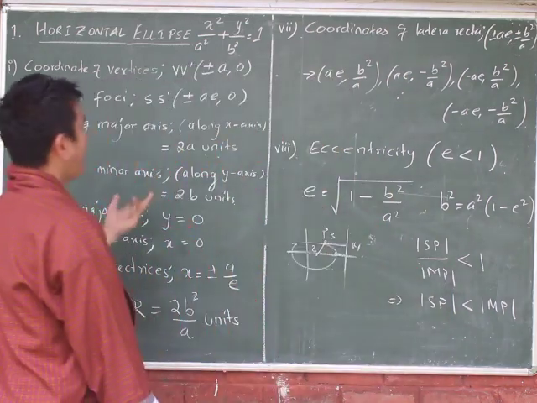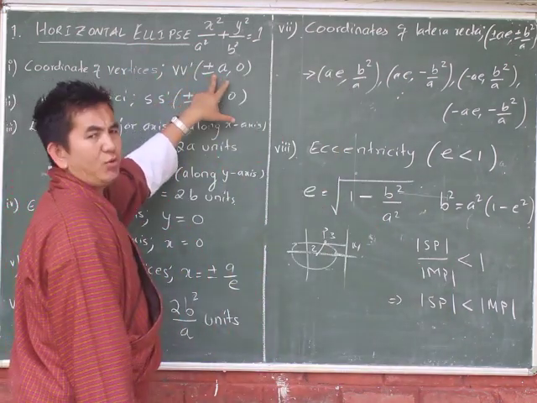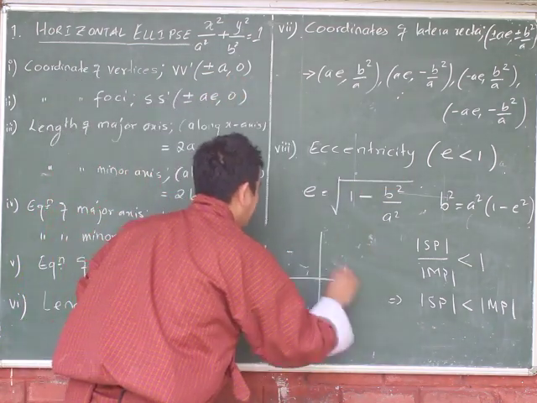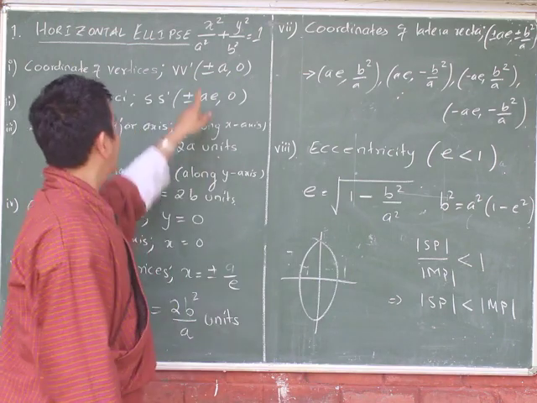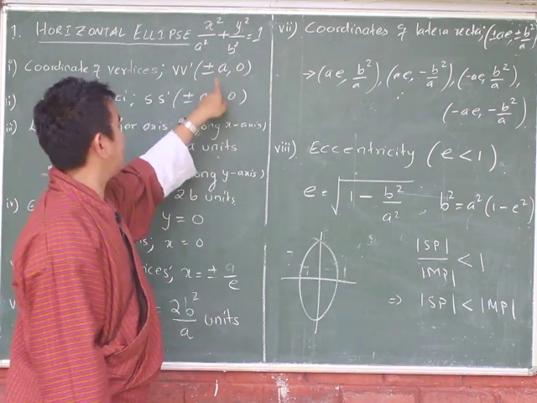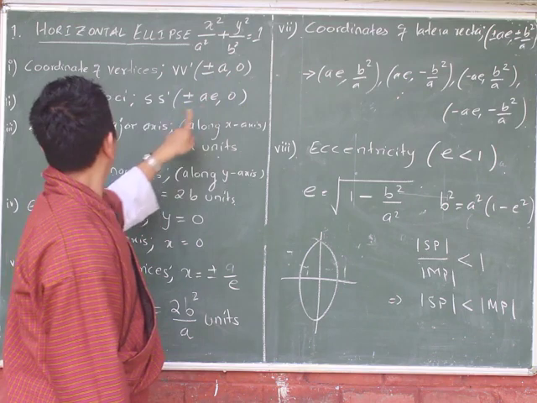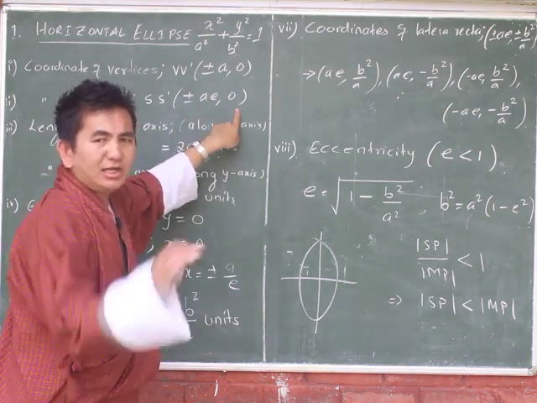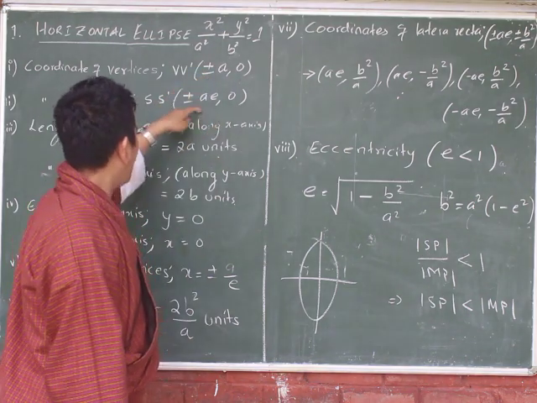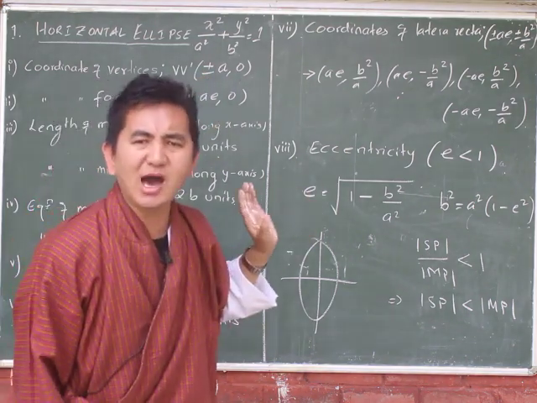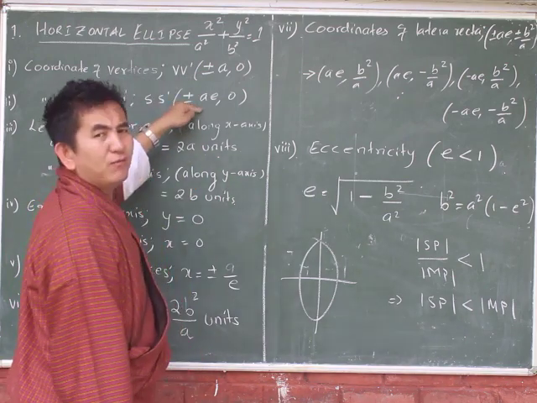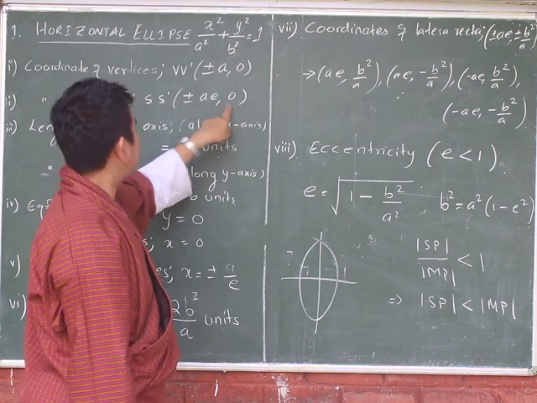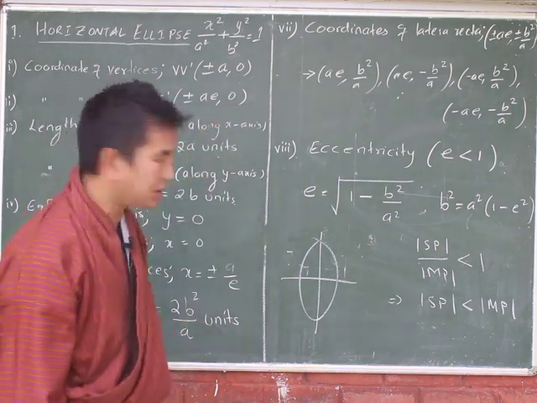So I want you to do the vertical ellipse. Now, in case of vertical ellipse, this a will be on the y-axis. This is a vertical ellipse. Vertex will be on the y-axis. This will be 0, plus or minus a. When it comes to focus, focus also will lie on the y-axis. In case of horizontal ellipse, vertex, focus, directrix is always on the x-axis. But in case of vertical ellipse, this a will be on the y-axis. This will be 0, plus or minus a.